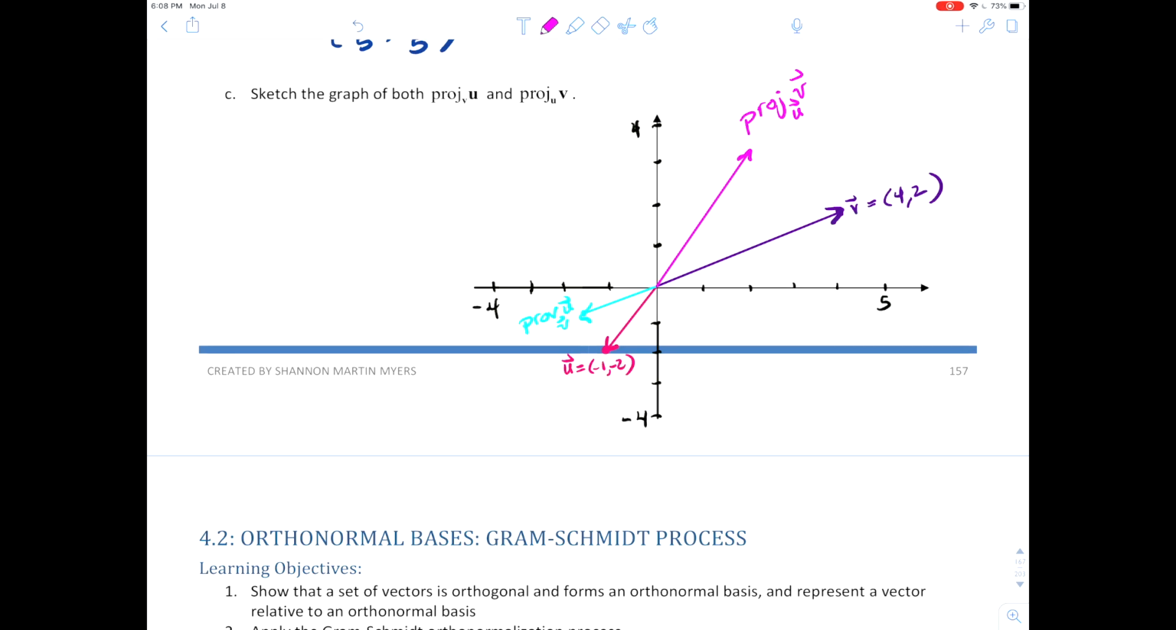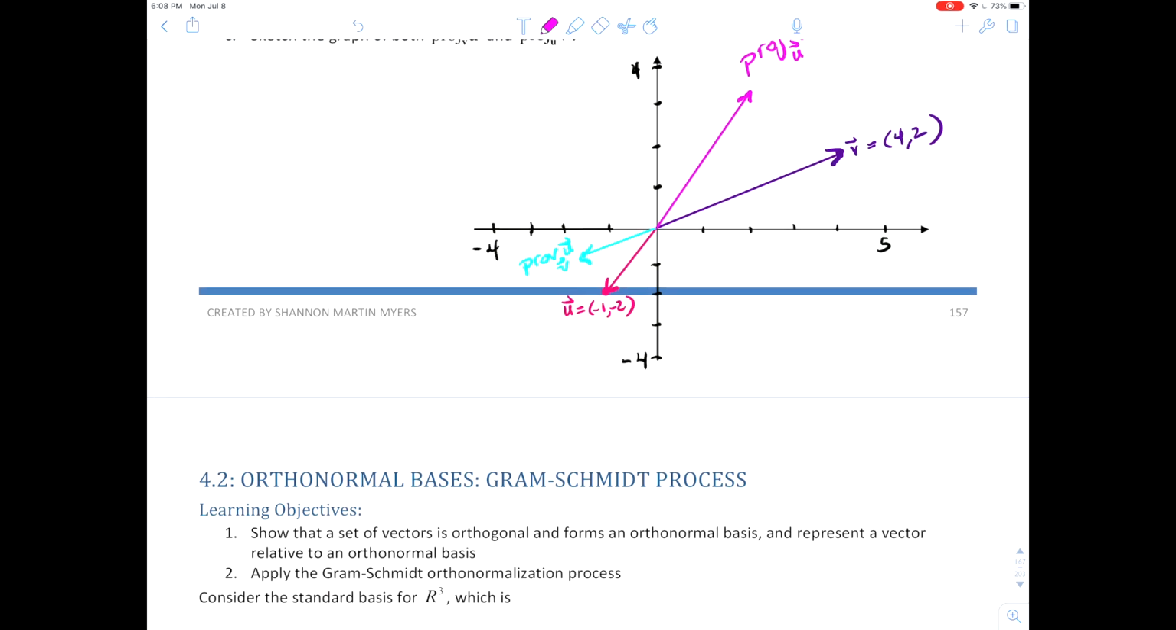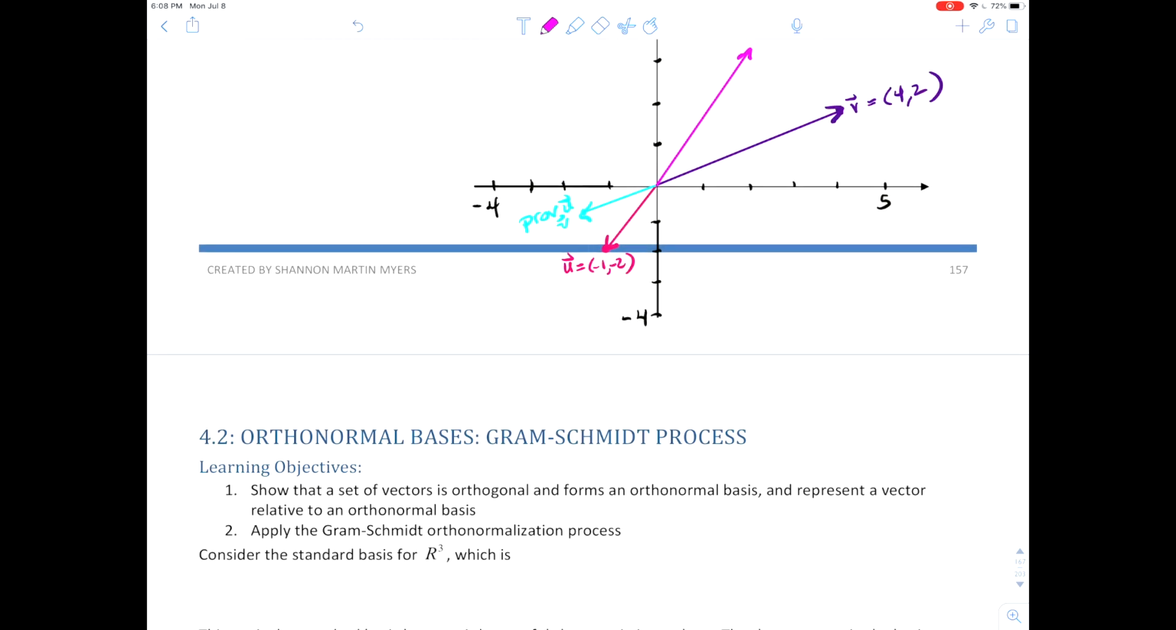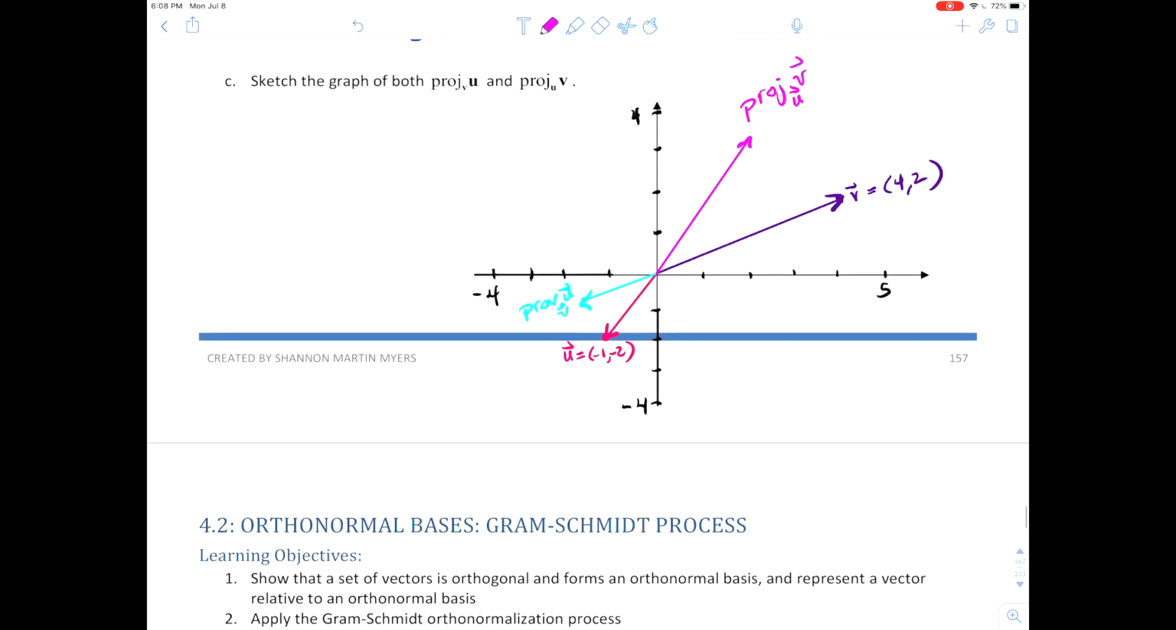All right, so there you have it. You can get kind of a visual of what those projections look like. And next time we'll be looking at that Gram-Schmidt process.